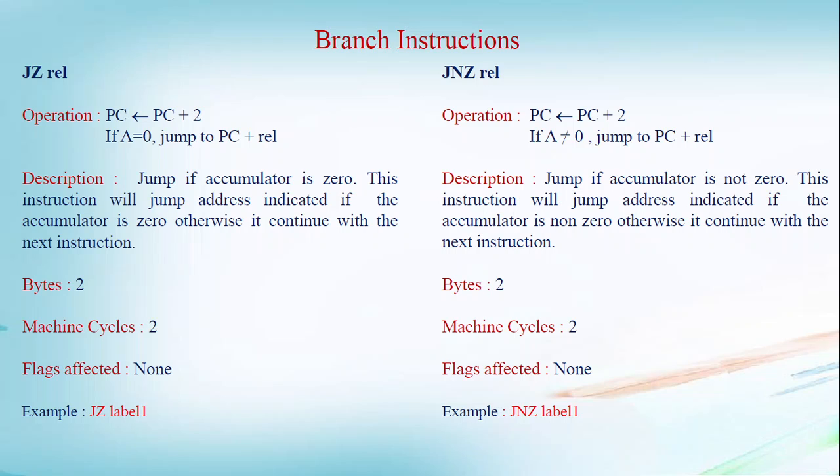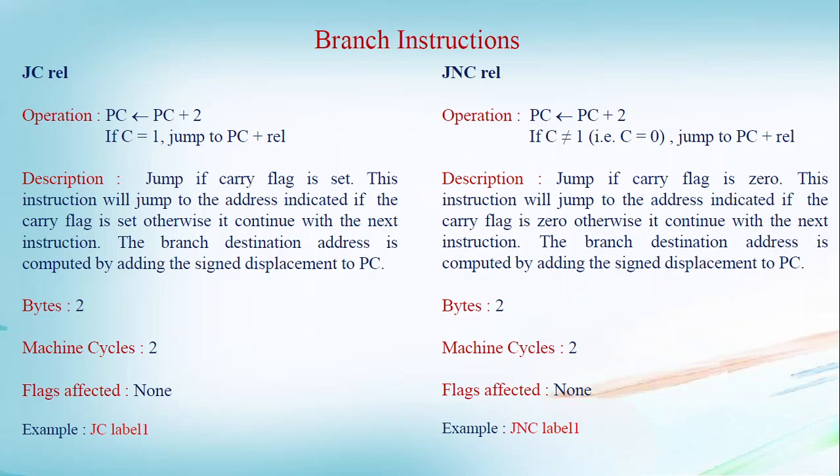Example, JNZ label1. Next, the JC instruction. JC means jump if carry flag is set. This instruction will jump to the address indicated if the carry flag is set. Otherwise, it continues with the next instruction. The branch destination address is computed by adding the signed displacement to the program counter. It requires 2 bytes and 2 machine cycles. No flag is affected. Example, JC label1.